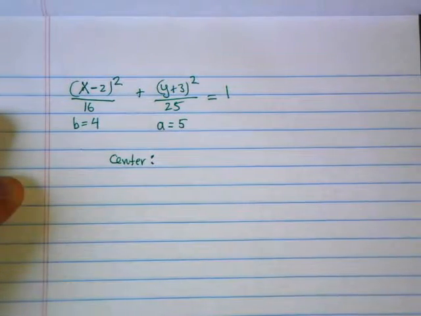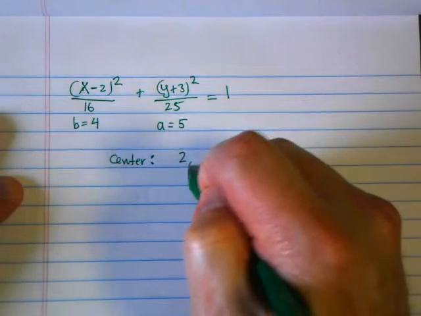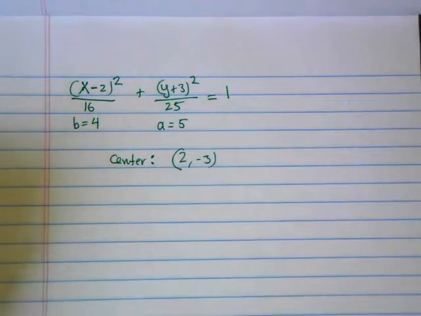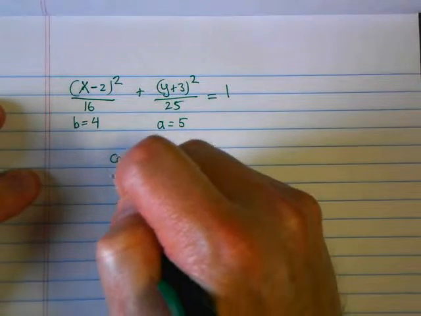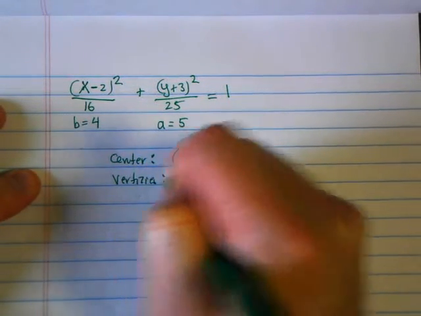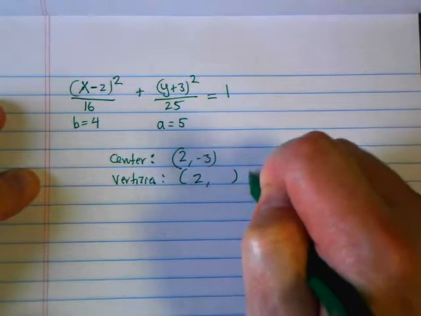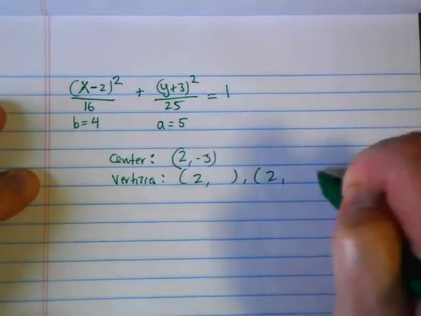Center: 2, -3. All right, so we said this ellipse is going to be tall. So when I go to find my vertices, am I changing my y's or changing my x's? I'm changing my y's because I'm going up and down. Y's go up and down. So when I go to find my vertices, it's going to be 2 comma something because I'm going up and down. I'm not changing the x's.